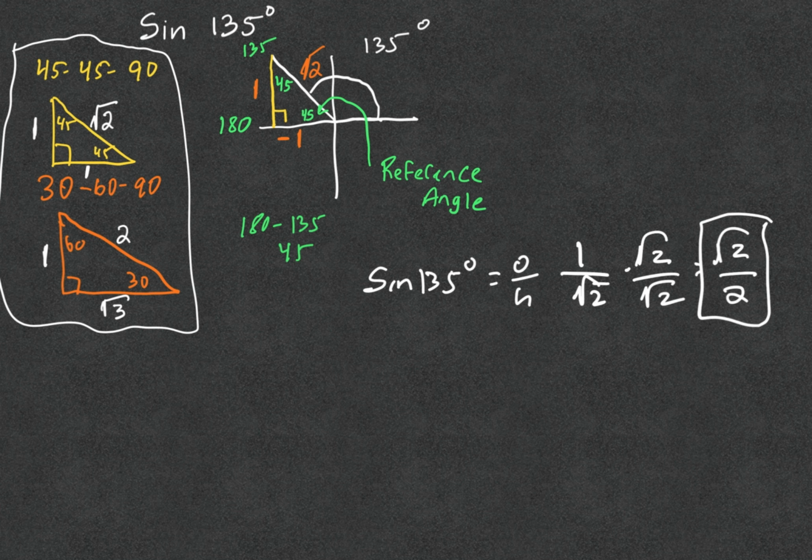Okay. Let's look at another one. Let's go the cosine ratio of 210 degrees.